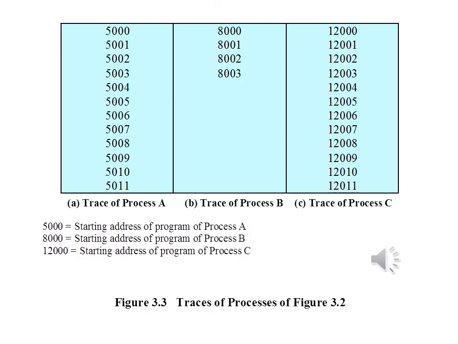The figure on the screen shows the trace of each of the processes during the early part of their execution. The first 12 instructions executed in processes A and C are shown. Process B executes 4 instructions, and we assume that the 4th instruction invokes an input-output operation for which the process must wait.